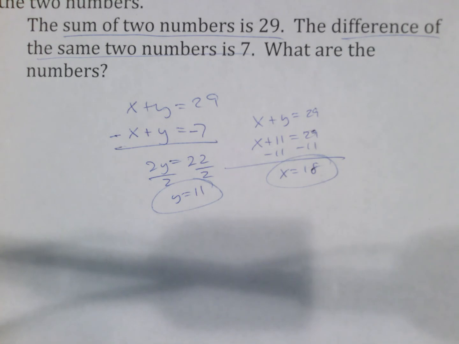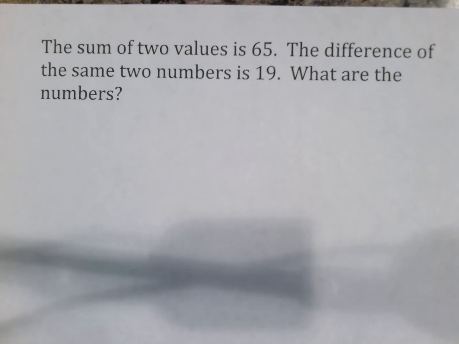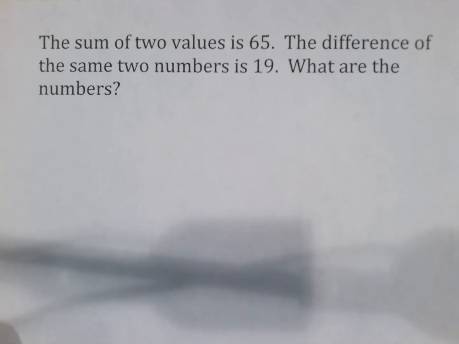So again, sum and difference just means add them and subtract them. It's kind of like the first one that we talked about in terms of going opposite directions. It's just that you have to understand the wording. Sum means add, difference means subtract. So looking at the second one of these, just real fast, the sum of two numbers is 65.